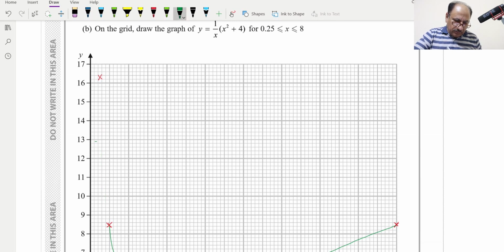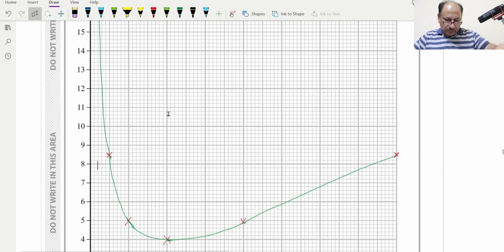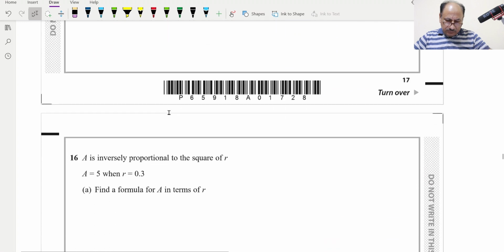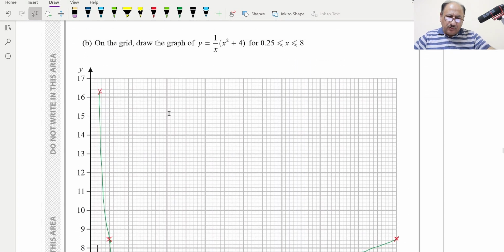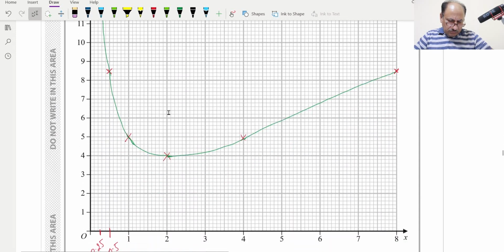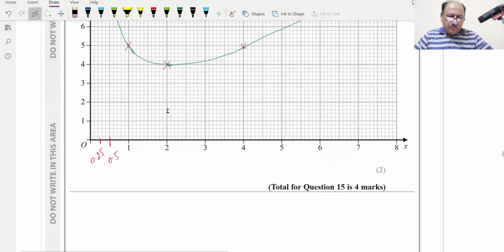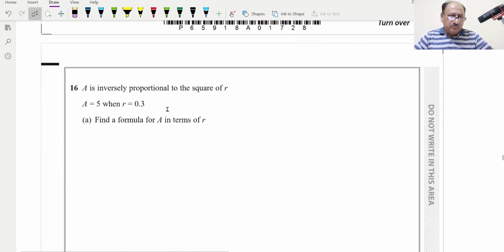I'll have to redraw this. So almost done. Next is what? Next they are saying done. Basically nothing else is required for this. So on the grid, draw the graph of this one from 0.25 to 8. So 0.25 to 8, we are done with this graph. Now we can move to question number 16.